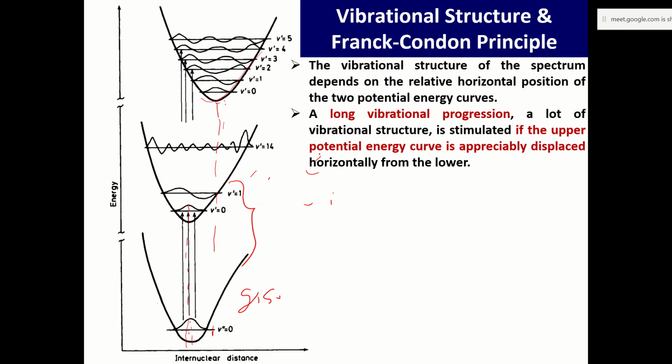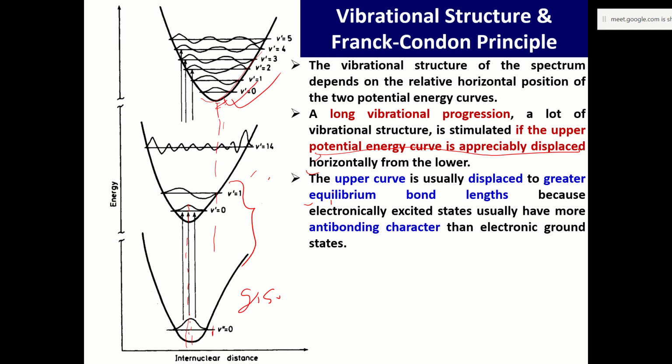So there are two situations. If the potential energy curve is appreciably displaced, as in the first one, the upper curve is usually displaced to greater equilibrium bond lengths. When you put electrons from the ground electronic state into the next electronic state, you are putting the electron in an orbital which has more anti-bonding character. It makes sense, because with anti-bonding character there will be some repulsion between the nuclei and they will be pulled away. So the drawing of the top one is the most likely case in an electronically excited state.